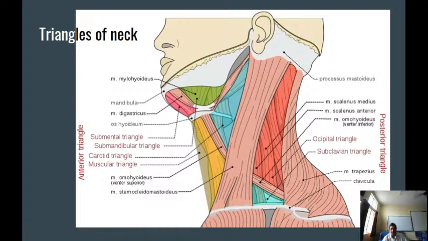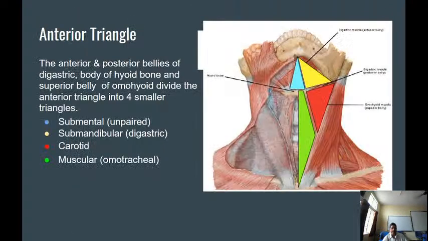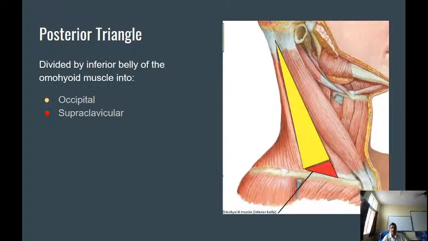And then we go into the various, this is again a diagrammatic representation of the submental, the submandibular, the carotid, and the muscular triangles, which are components of the anterior triangle. Then you have the posterior triangle. This is the occipital, and this is the supraclavicular.